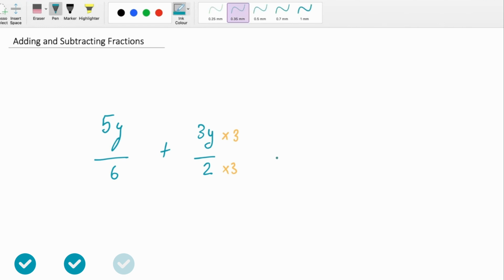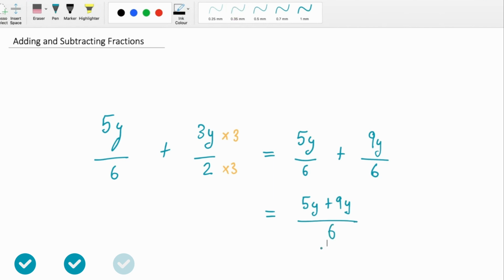So if we go ahead and simplify this, we get 5y over 6 plus 3y times 3, that is 9y, over 2 times 3, 6. So you can see here that the denominators are the same. And from here, we can continue out to merge the fractions together. 5y plus 9y all over 6. So all coming under a common denominator.